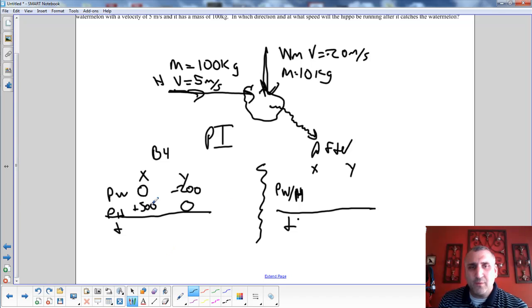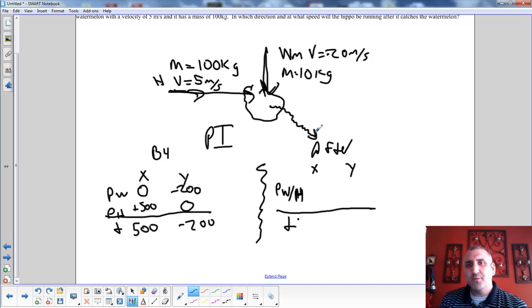And what we're going to do is we're going to figure out the total. So 500 plus 0 is still 500. And negative 200 plus 0 is still negative 200. So the total momentum before the collision is going to be 500 in the x and negative 200 in the y. Well, that's nice. What about after the collision?